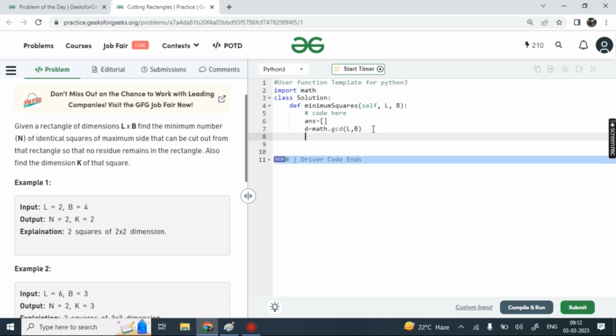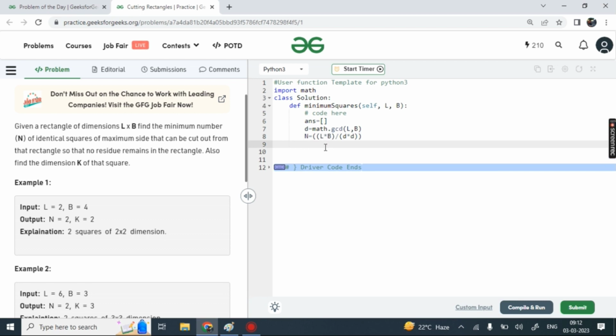Now we need to find the number of squares. As I said, whatever the total L into B we have, we can divide that by the dimension. The dimension is d, but the total area is d into d. Now we have two things, the dimension and the number of squares, so we append both into the answer.